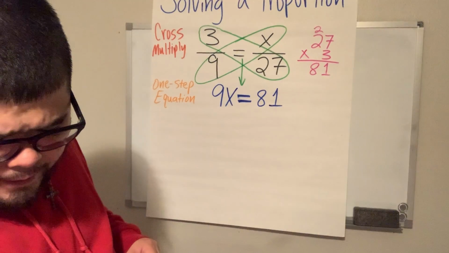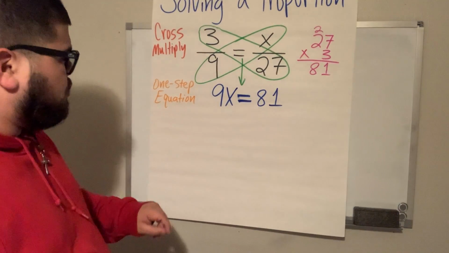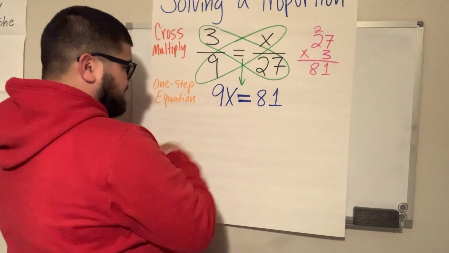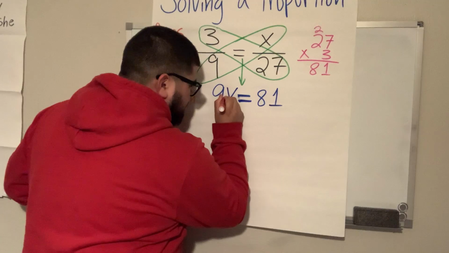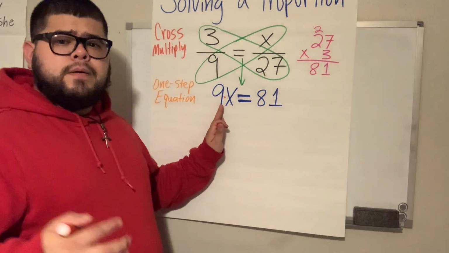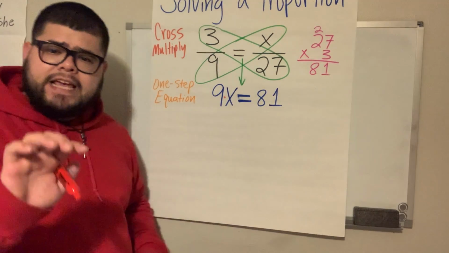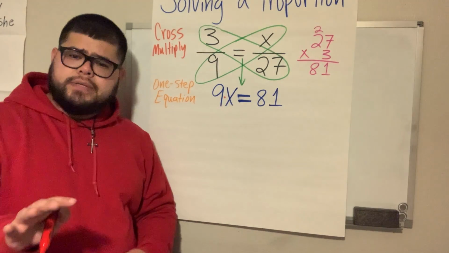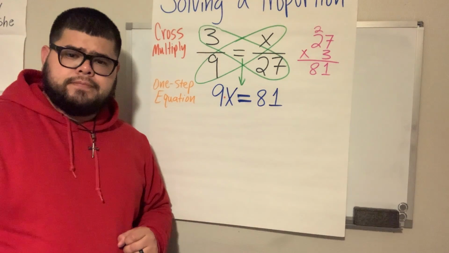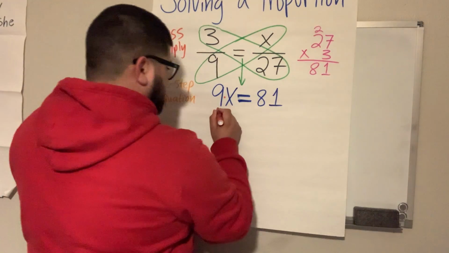So we have our equation, 9x equals 81. Now, what is happening between the 9 and the x? This dot right here, what does that represent? Multiplication, right? Represents multiplication. Now, what is the inverse or the opposite operation of multiplication? Division, right? And so we're going to go ahead and divide.